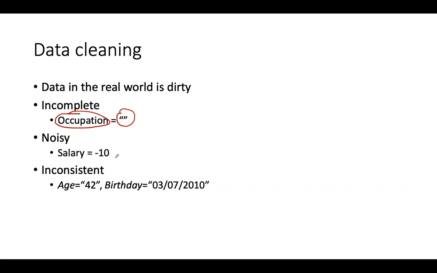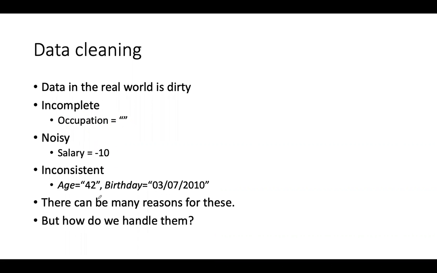Noisy data, a good example is this: a -10. We know that you can't have a -10 salary. Again, when you talk about inconsistent data, you can see here your date of birth says you were born in 2010, however you indicate that your age is actually 42. These are some of the things that happen in the real world. That is inconsistent data.